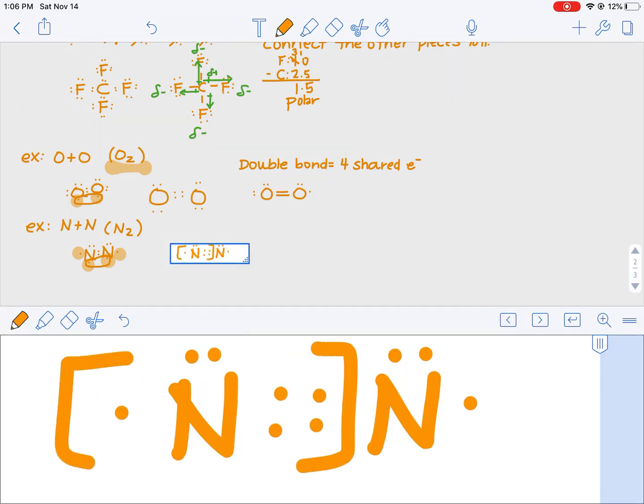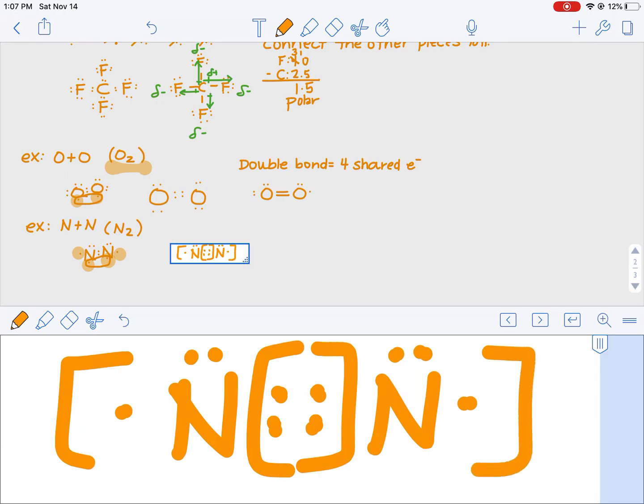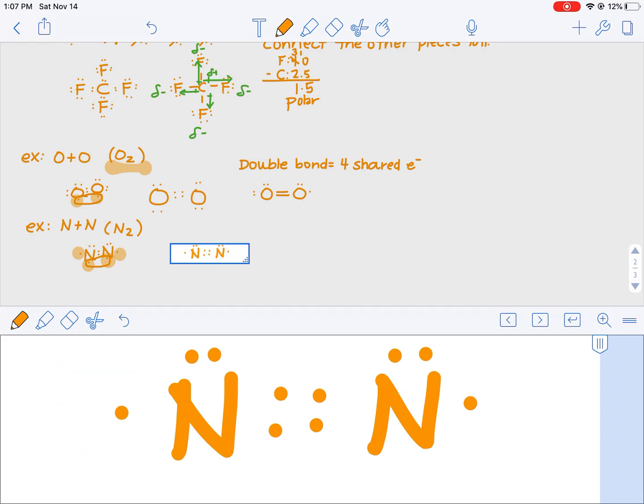This nitrogen on the left has access to 1, 2, 3, 4, 5, 6, 7 electrons. And the nitrogen on the right has access to 1, 2, 3, 4, 5, 6, 7 electrons as well. So we're almost at that stable state of having access to 8 electrons. How can we go about making both of these atoms stable?